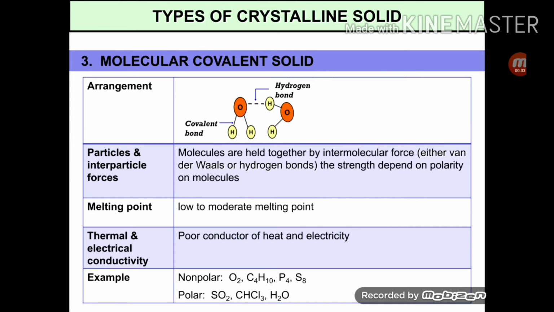Molecular covalent solid. In molecular covalent solid, molecules are held together by intermolecular force, either van der Waals force or hydrogen bond. The strength of intermolecular force depends on the polarity of molecules. The melting point of molecular covalent solid is from low to moderate, and molecular covalent solid is a poor conductor of heat and electricity. Examples of molecular covalent solid are oxygen, C4H10, P4, and etc.